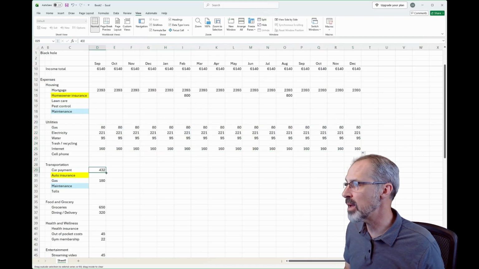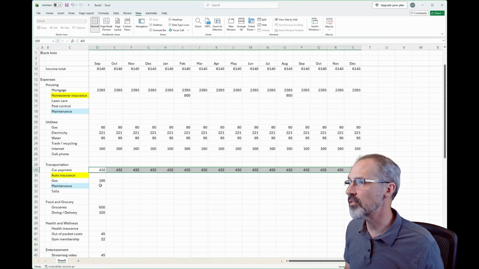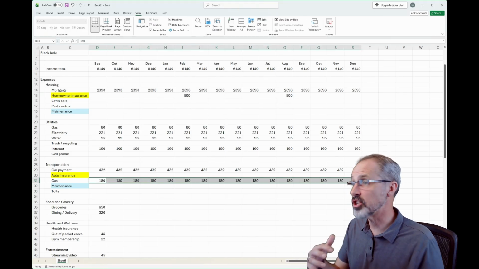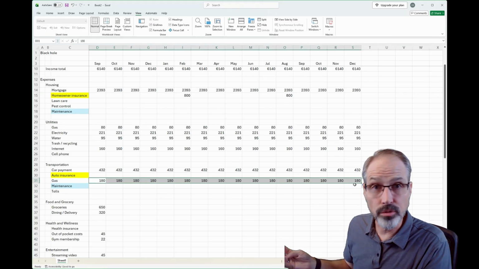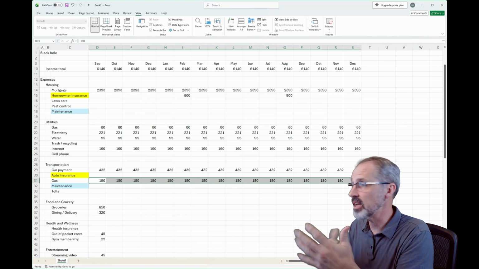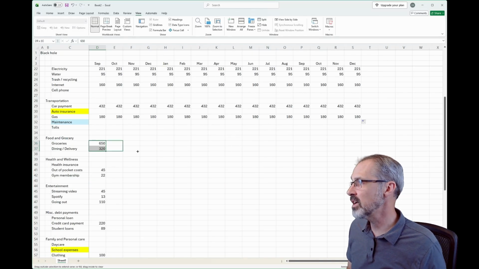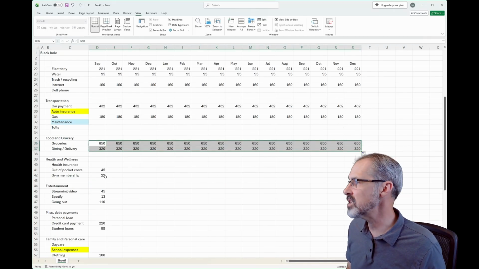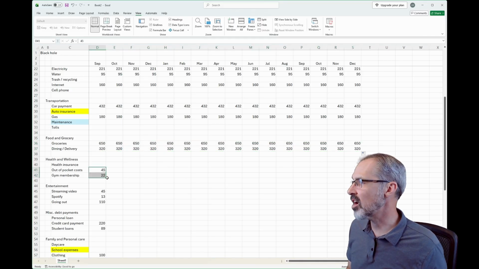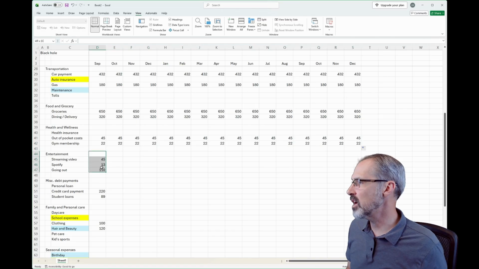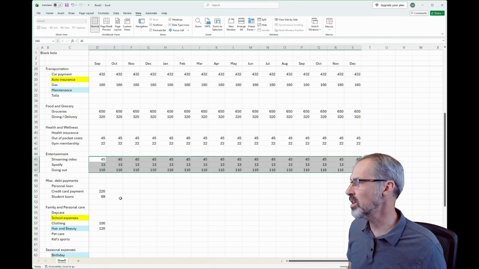And again, the car payment, pretty consistent every month. And again, gas is the same way. You might choose to adjust that if you do road trips or whatnot, and you know you're going to hit a road trip. But right now, we're just going to set it as it is. Again, grocery and dining and delivery, we're going to do the same thing. We're going to pull those across. Out-of-pocket costs and gym membership, we're going to pull those across. Streaming video going out, we're going to assume all of that is stable.